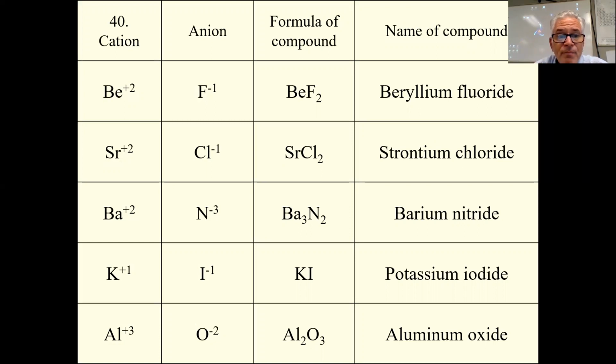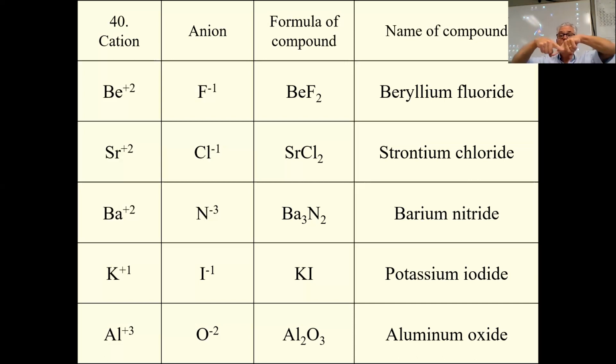This last one, aluminum, element number 13, has to lose 3 electrons, and oxygen has to gain 2 electrons, and 3 and 2 are not the same. We have to crisscross, and we're going to need 2 aluminums and 3 oxygens to balance that. 2 aluminums give away a total of 6 electrons, and 3 oxygens, 2, 4, 6, they pick up a perfect transfer of 6 electrons. Aluminum oxide forms Al2O3.